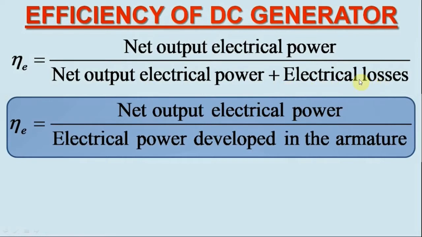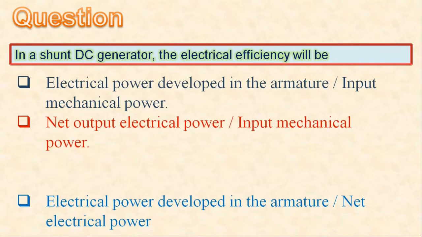Here, the term net output electrical power plus electrical losses is nothing but the electrical power developed in the armature. Therefore, the electrical efficiency of the DC generator can be written as net output electrical power over electrical power developed in the armature. So, the third option is the correct answer.